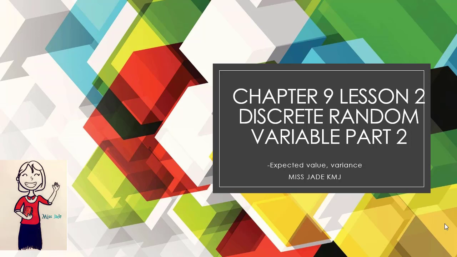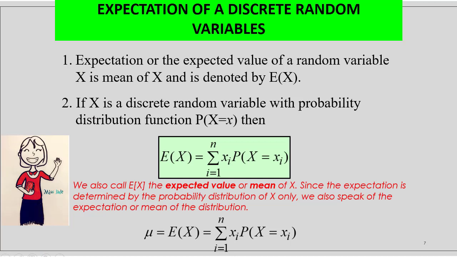So, today we are going to learn how to find the expected value and variance. What is this? Let us take a look at the definition. Expected value is something you may be more familiar with as the mean, the mean of the random variable X. If X is a discrete random variable, the formula for finding the mean is as follows.